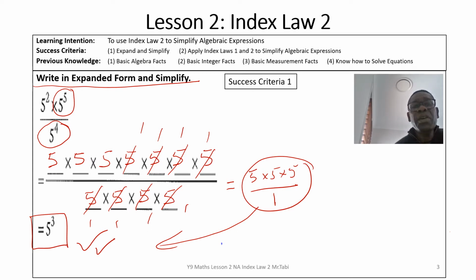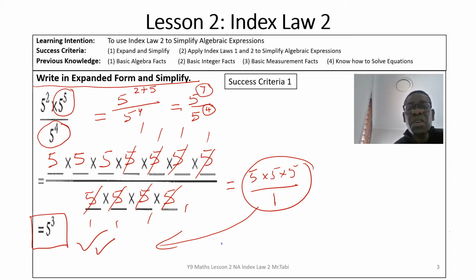And if you followed what we saw before, if I apply law 1, that will be 5 to the power of 2 plus 5, divided by 5 to the power of 4. And that is equal to 5 to the power of 7 over 5 to the power of 4. And because we are dividing, 7 minus 4 gives you 3.